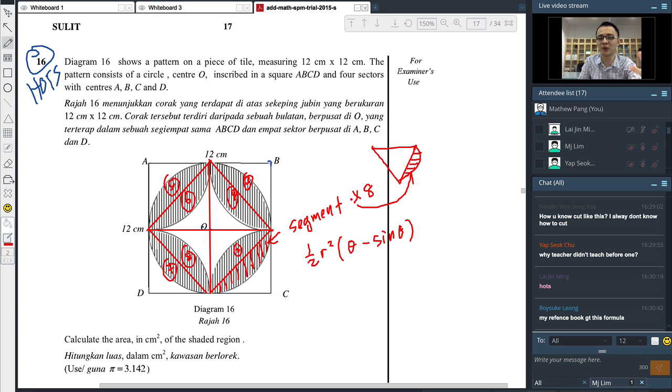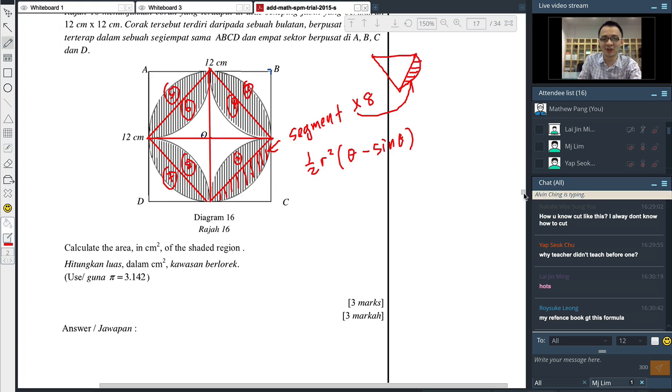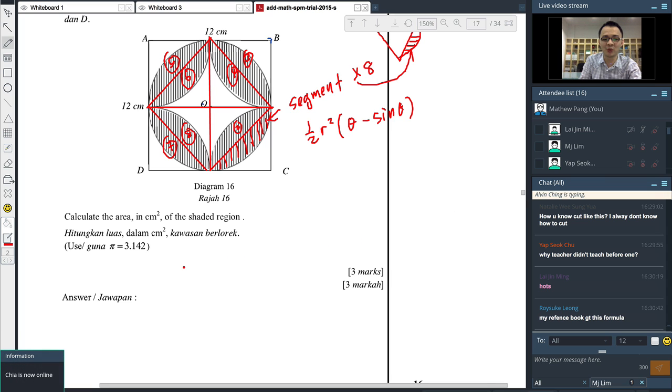This is the fastest way I can think of. Just now I tried to figure out a lot of ways, like using the circle minus the middle part, but that will waste a lot of time. So I think this is the faster and easier way to get the 3 marks. Since you understand the idea, I will just work it out.